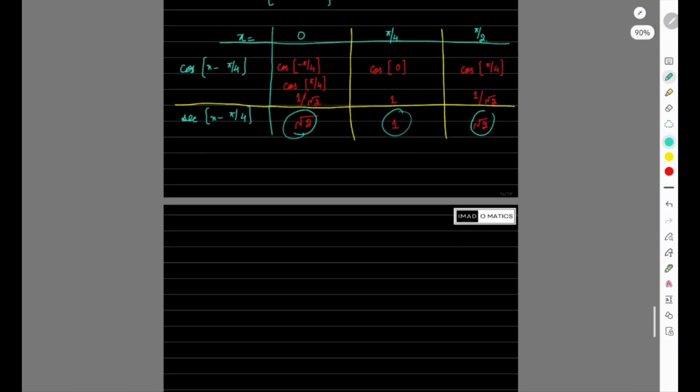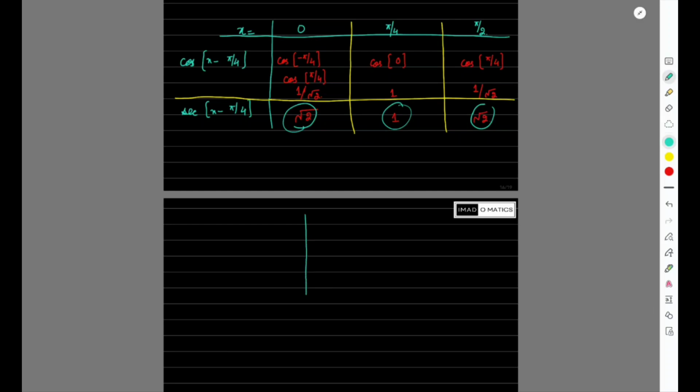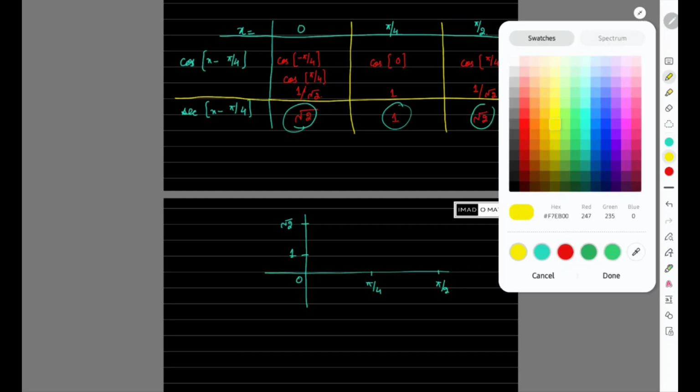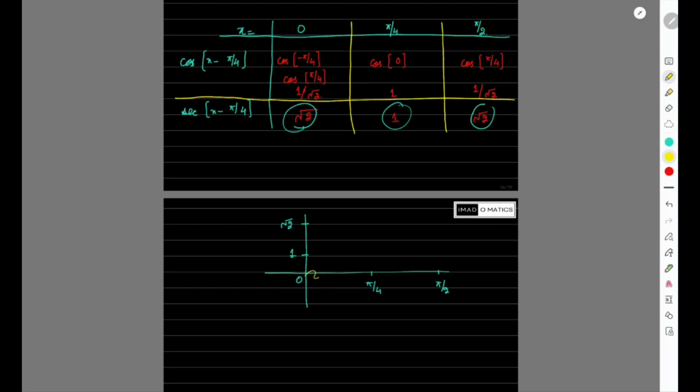You can also see this by plotting a graph. Here is 1 and here is under root 2. At x equal to 0, x equal to pi by 4, and x equal to pi by 2, we can see that at 0 the value is under root 2, at x equal to pi by 4 the value is 1, and again the value is under root 2. I'm sorry, so the graph will look like this.